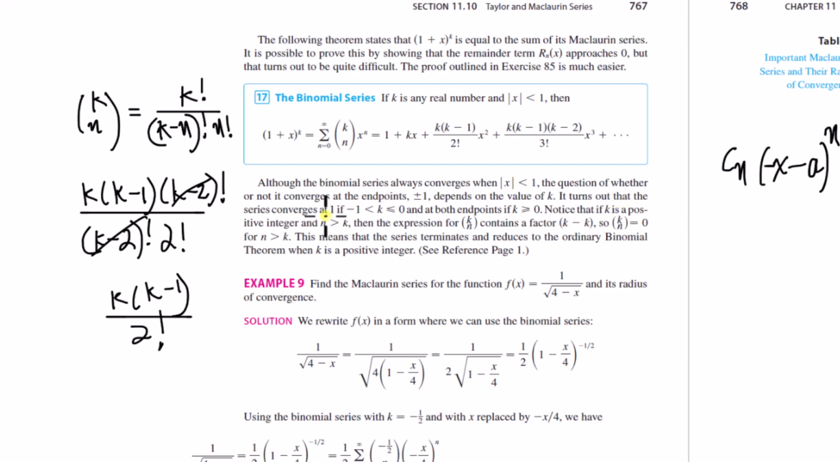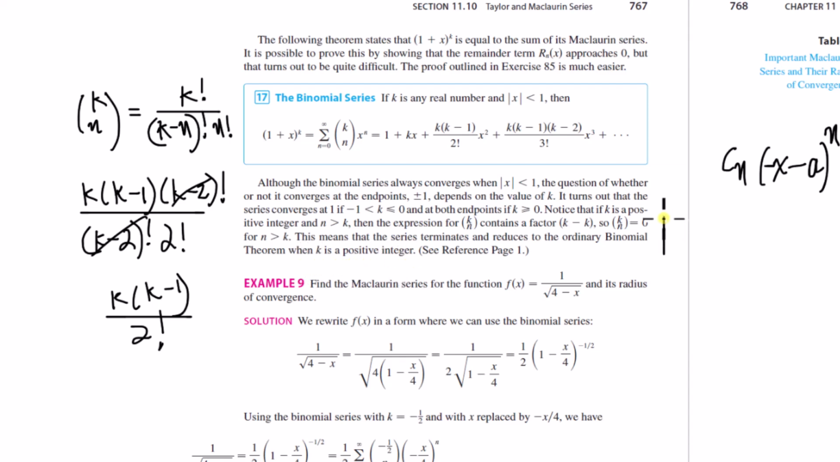It turns out that the series converges at positive 1 if k is greater than -1 and less than or equal to 0, and at both endpoints if k is greater than or equal to 0. Notice that if k is a positive integer and n is greater than k, then the expression for k choose n contains a factor k minus k, so k choose n is equal to 0 for n greater than k. This means that the series terminates and reduces to the ordinary binomial theorem when k is a positive integer.